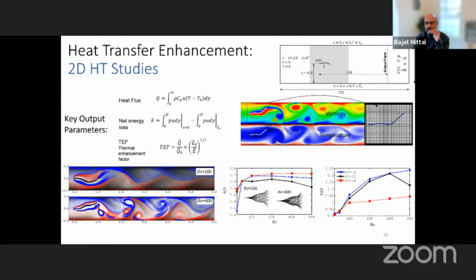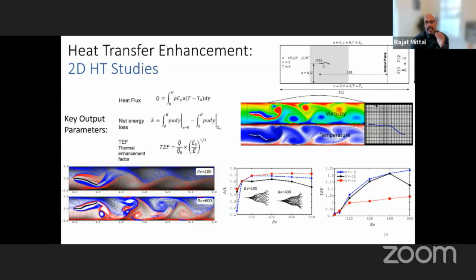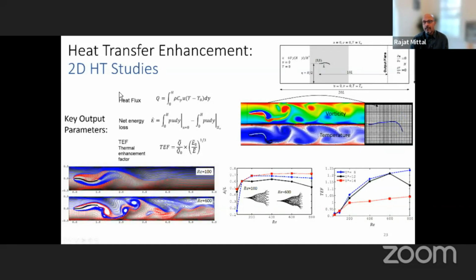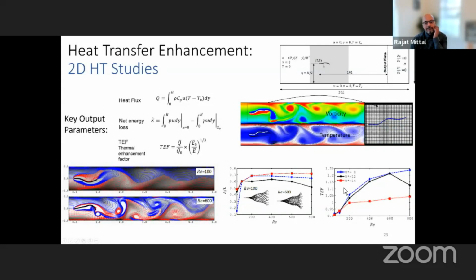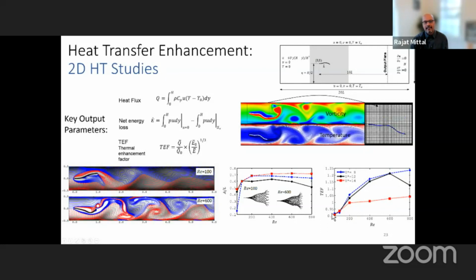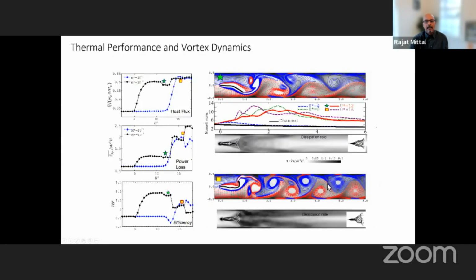So increased heat transfer but also at a cost that is such that the thermal enhancement factor is still significantly above 1. So this initial set of simulations was 2-dimensional. They were 2D simulations, but of course the reality is 3D. So we transitioned to 3D problems.